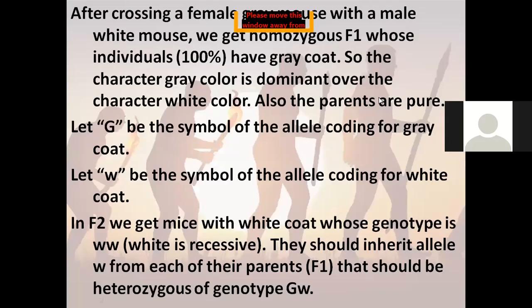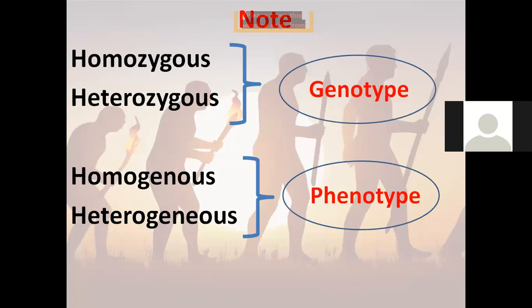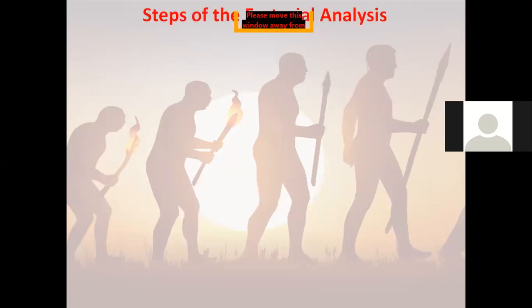Okay, so here in F2, we get mice with white coat, whose genotype is WW. So they should get allele W from each of their parents. These parents should be heterozygous. Before I move, note: homozygous and heterozygous we always use for genotype, while homogeneous and heterogeneous we use for the phenotype.